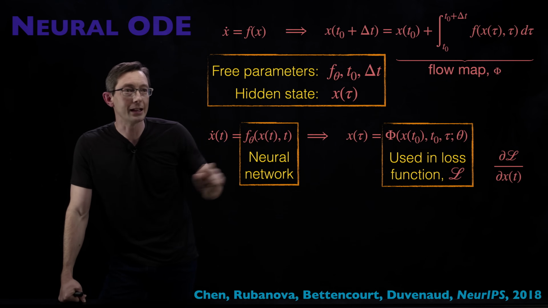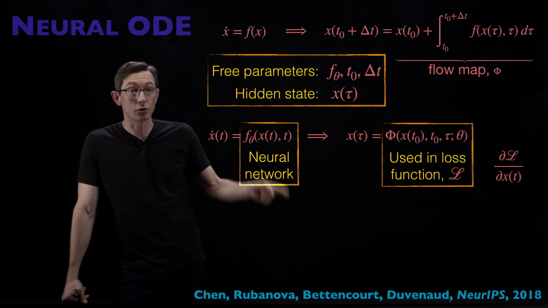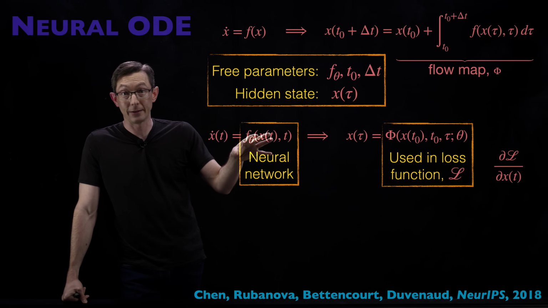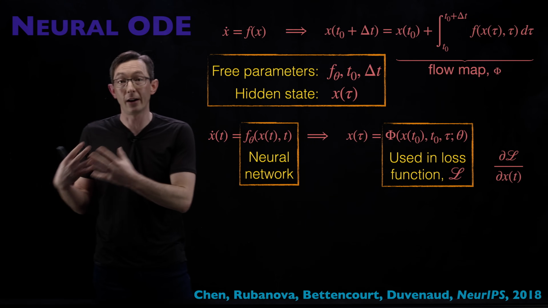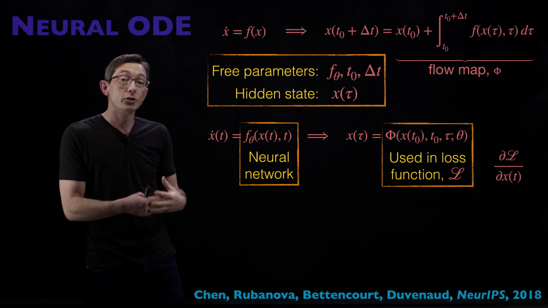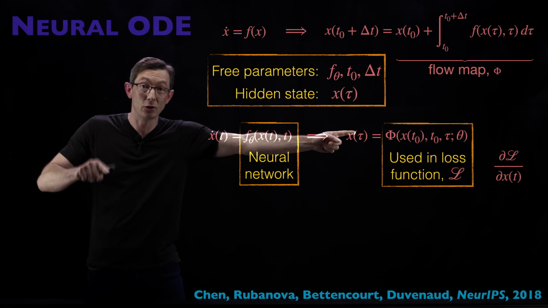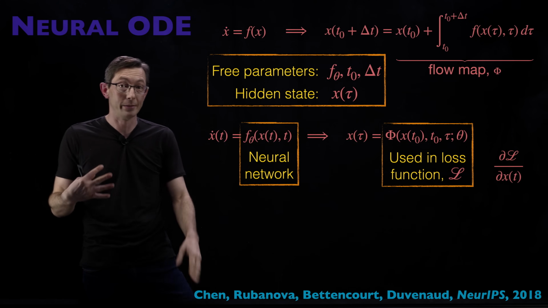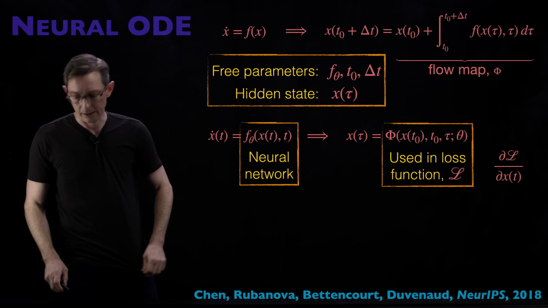And importantly, this x of tau is going to be used in my loss function I use to train the neural network to fit the data. Specifically, I'm going to need to compute the partial derivative of my loss function with respect to the state of the system x at intermediate times between observational data points at times tau. Okay, so I need to compute this partial L, partial x.